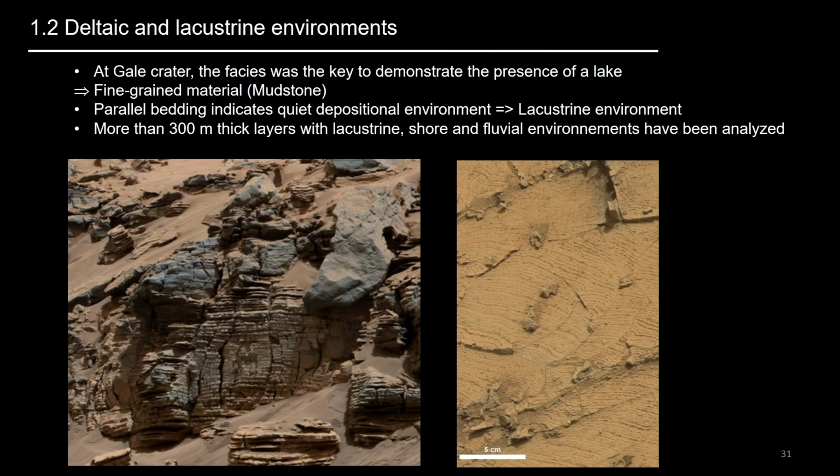Okay, so coming back to the theory of the lake at Gale Crater, it's clear that the facies, which is key for the presence of a lake, is a fine-grained material like a mudstone. And later on, during this mission, we have found a lot of them. Parallel bedding, as here, with centimeter thick parallel beds, and lamination like this with very, very parallel beds. When you see it here, it's just because the topography changed, and you can see those are very parallel together. And millimeter size lamination.